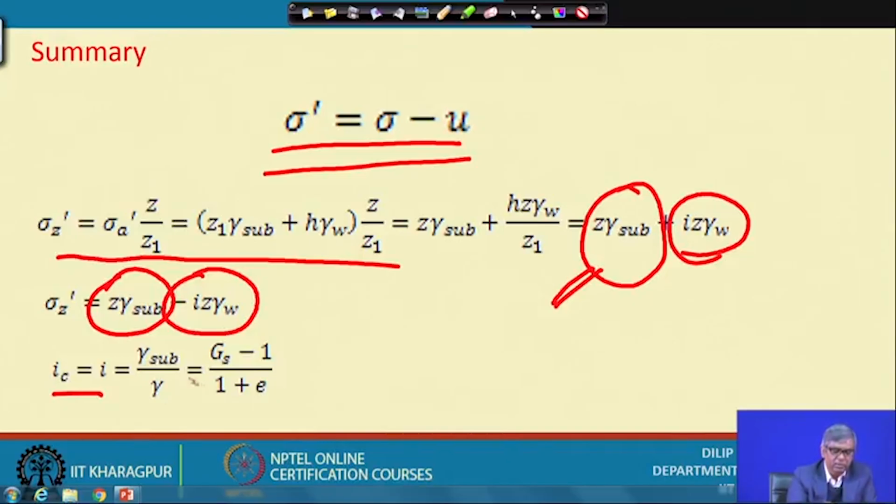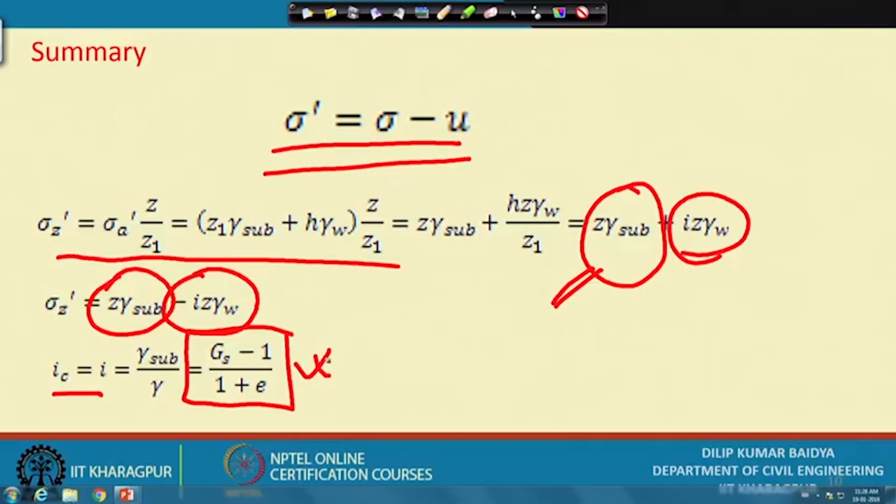Again from this relationship I can get the relationship of critical hydraulic gradient equal to G minus 1 by 1 plus e. This is again very important for solving problems in soil mechanics, which I have shown in the appropriate places, and you need to remember it properly.